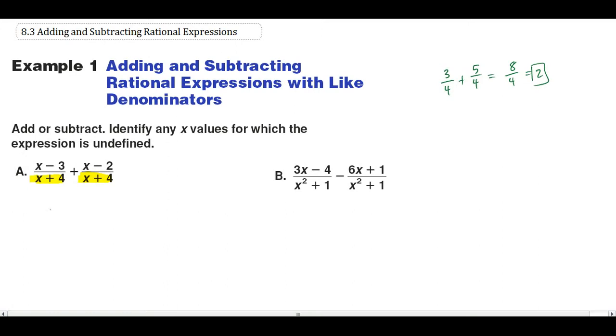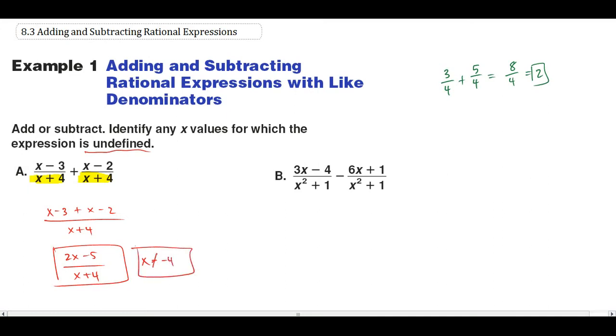So for me, this is x minus 3 plus x minus 2 all over that common denominator, x plus 4. Clean it up a bit. What is that? 2x minus 5 all over x plus 4. And you are done. Now, what about this undefined thing? Remember, no zeros in denominators, so we got to say x cannot equal negative 4 because we don't want that denominator to be a 0. And golden in A.